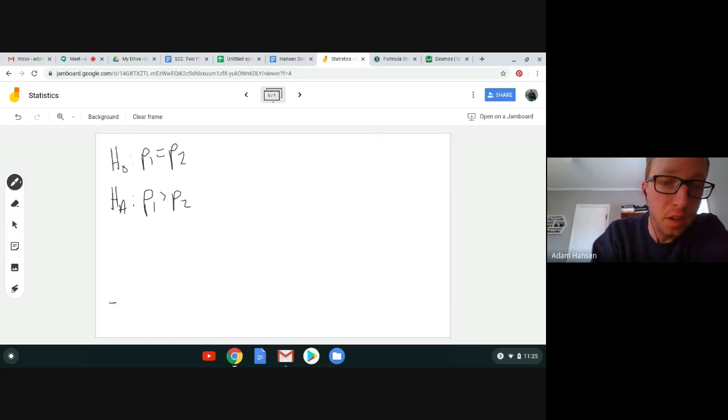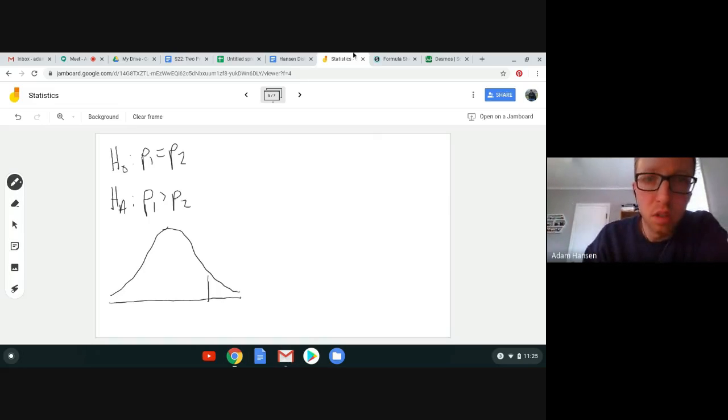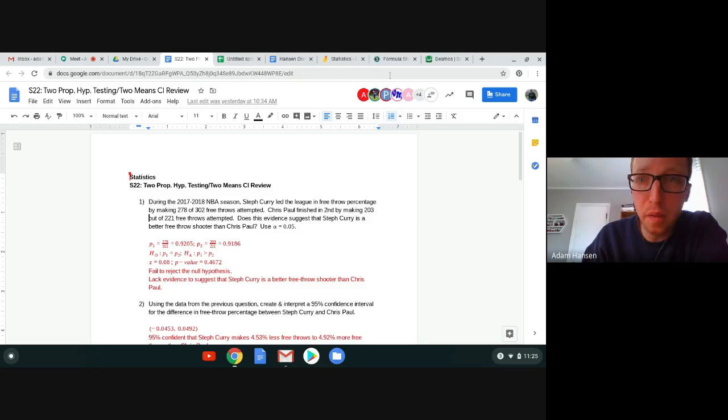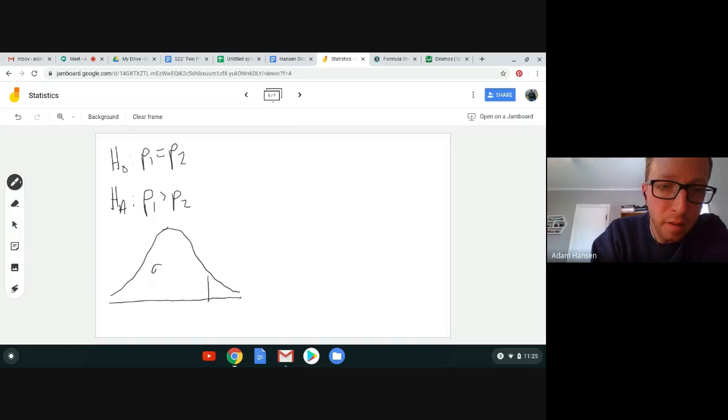If you want to go ahead and define a rejection region, that would be fine. This should be a one-tailed test. And did it give us a significance level? Yeah, 5%. So 95% to the left, 5% to the right.